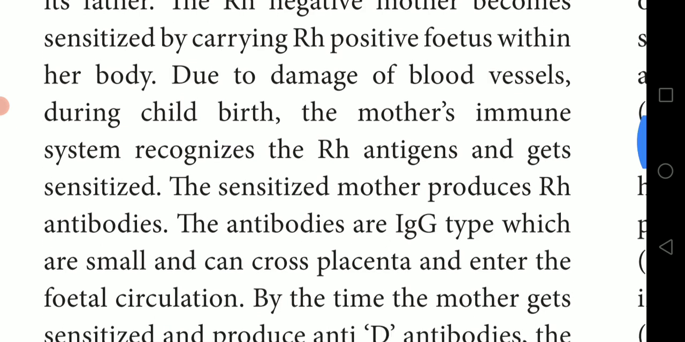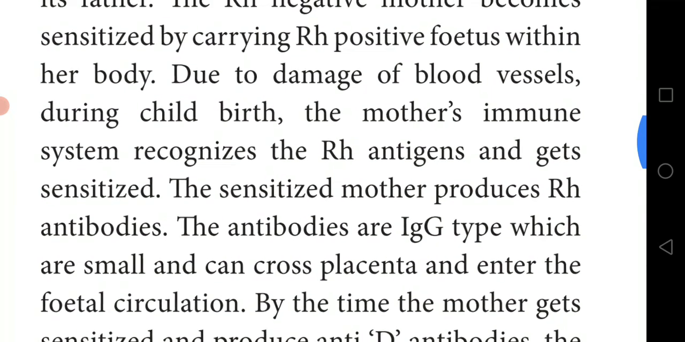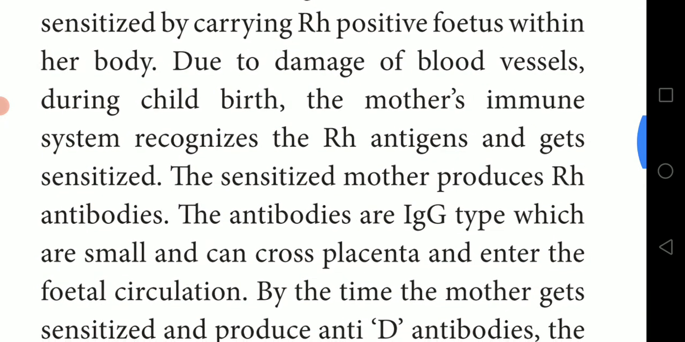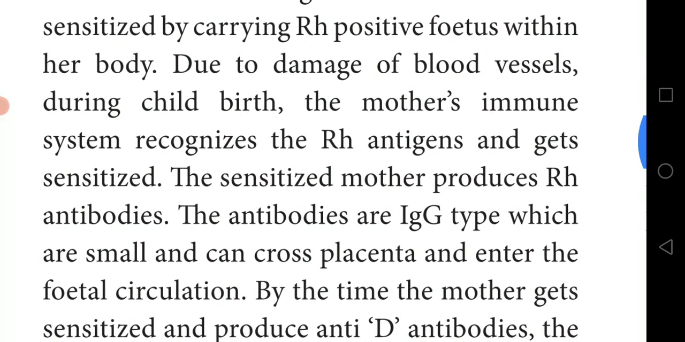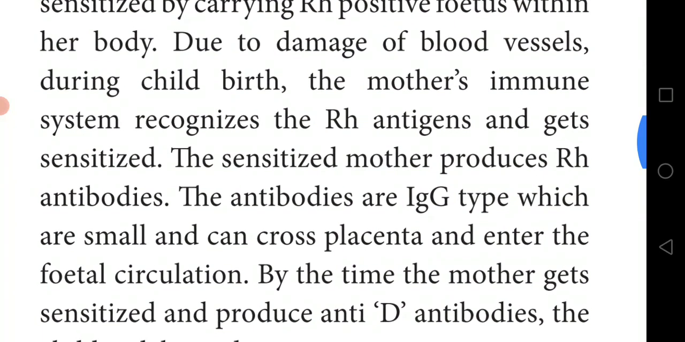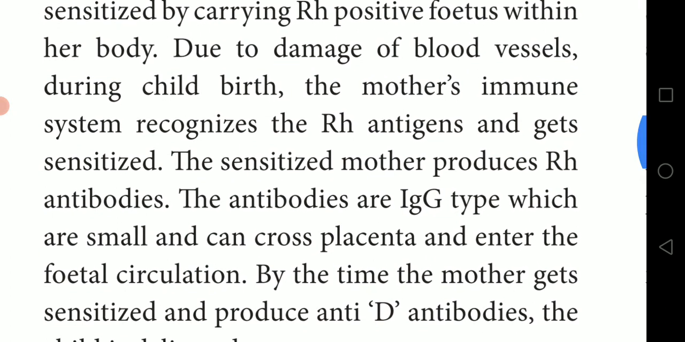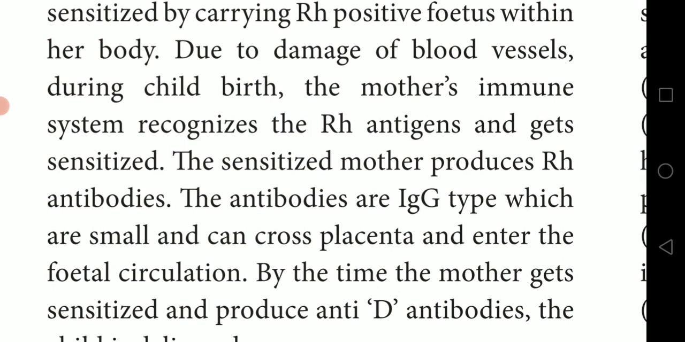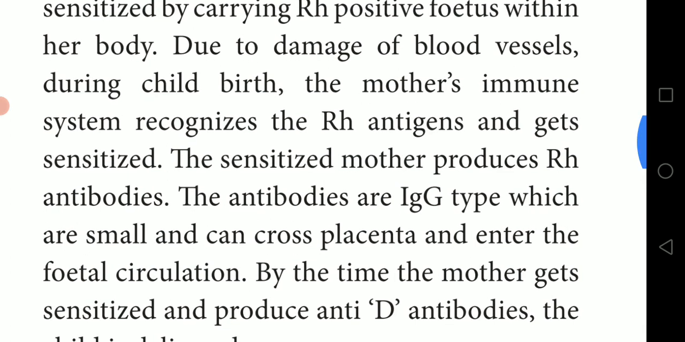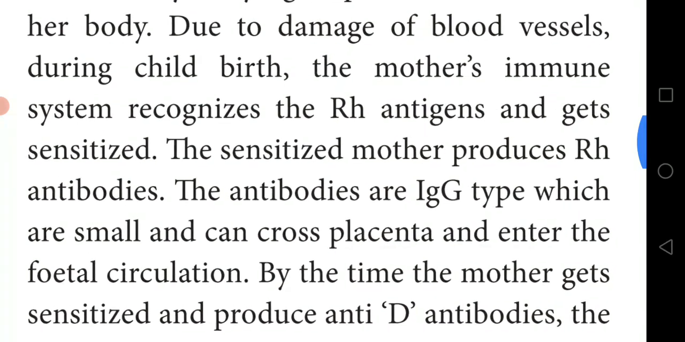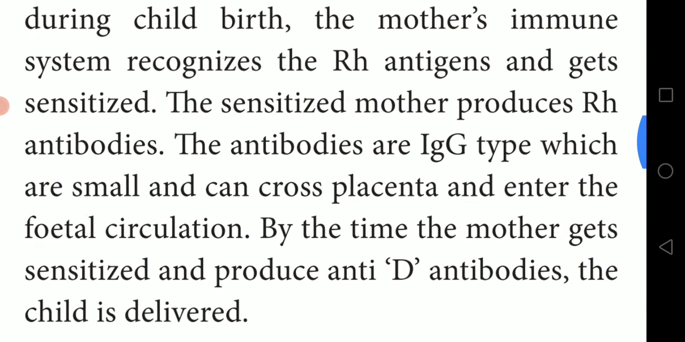At that time, the mother's immune system recognizes, meaning finds out, the Rh antigens and gets sensitized. During delivery time, the blood vessels between the mother and the child are cut off. During that time, the Rh negative mother is sensitized by the Rh positive blood group of the child. They sensitize the mother, who produces Rh antibodies.